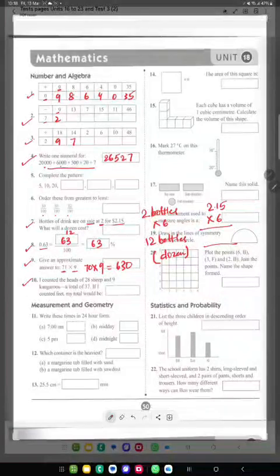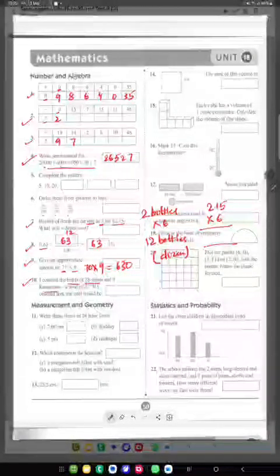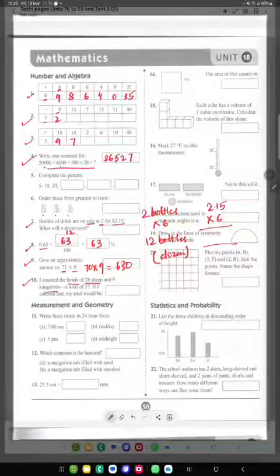Now question 10. In this I counted the heads of 28 sheep and 9 kangaroos. That means the head count was 28 and 9. We need to count the total, so if I counted feet, my total would be, so you need the total of the feet. That means how many legs are there or how many feet are there.